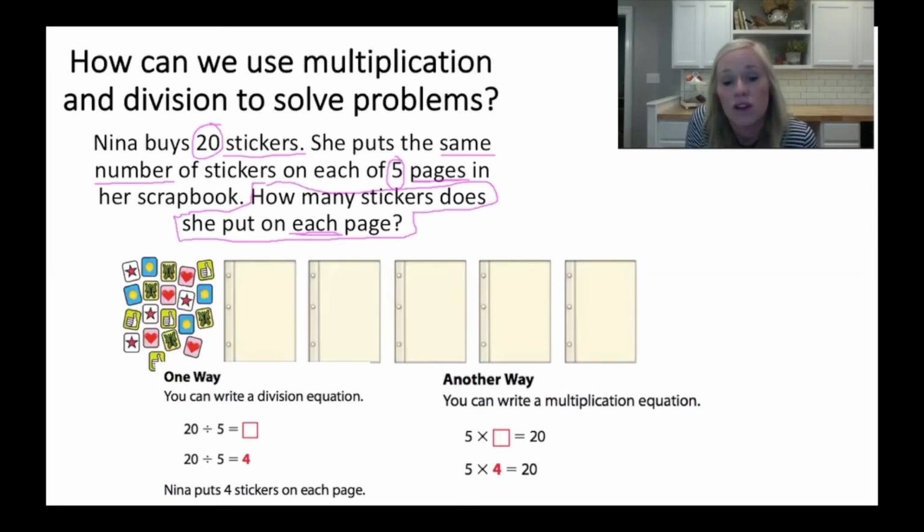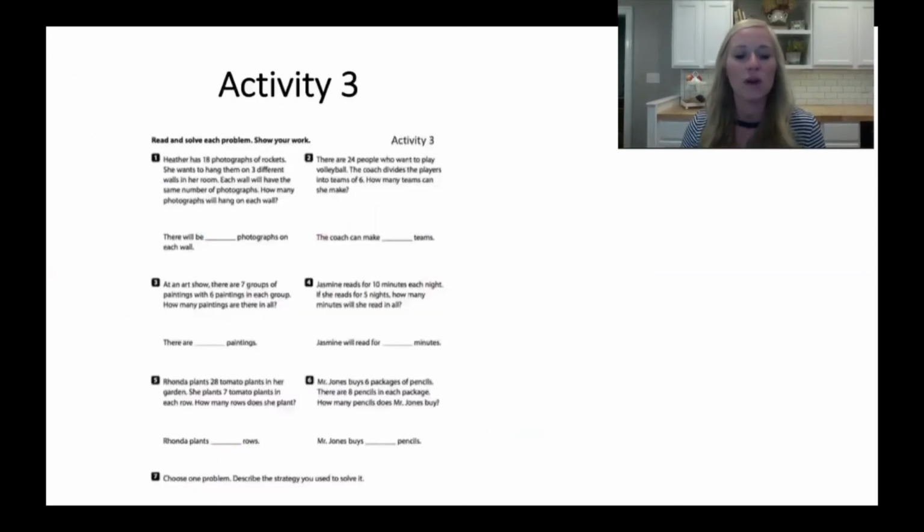A lot of us would rather use a multiplication equation to solve. That's easier for us, and that's fine. So either one of these equations can help you to solve this problem. So thinking about this problem, you are going to solve 6 problems that are similar, okay? And I want you to remember, when you're solving these problems, I want you to ask yourself, what is it asking me to do? What am I looking to figure out?